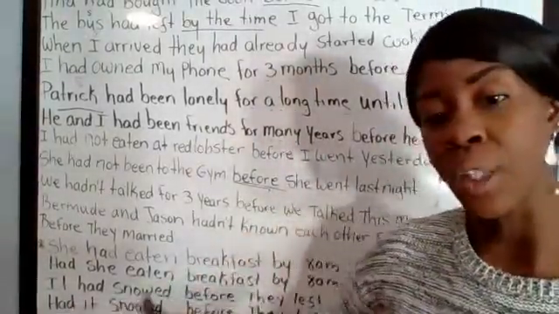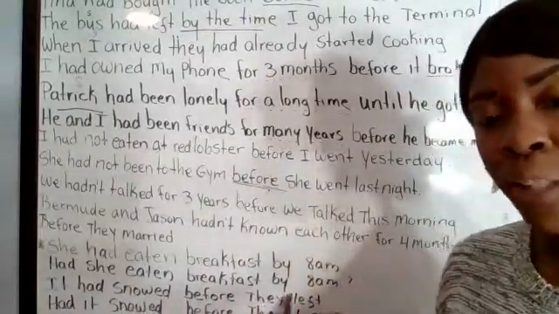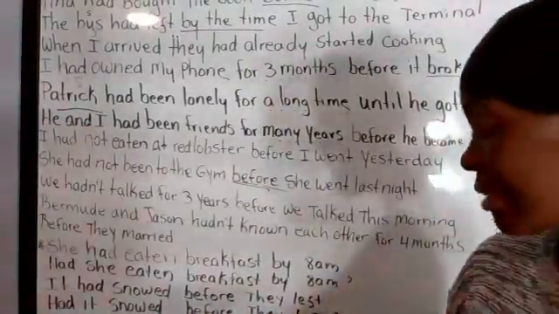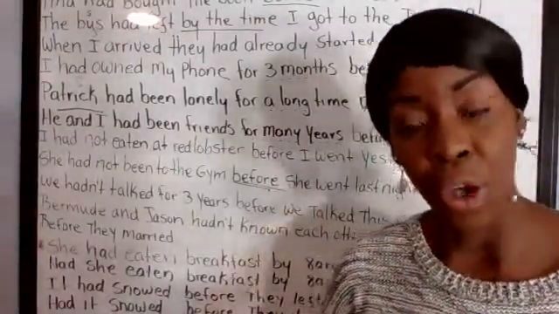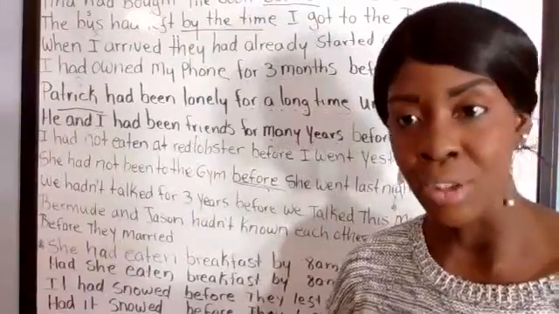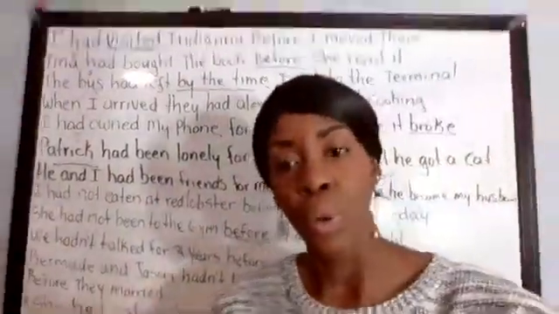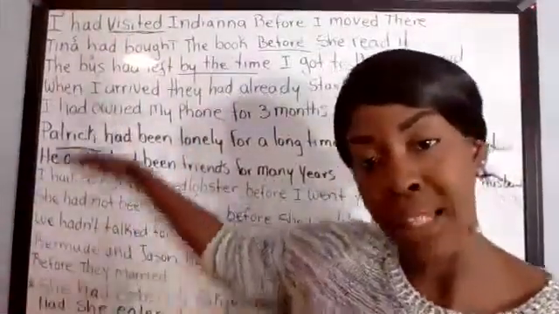It had snowed before they left. Had it snowed before they left? Yes, it had snowed before they left. Or no, it hadn't snowed before they left. Okay? So, all of this is the past perfect.